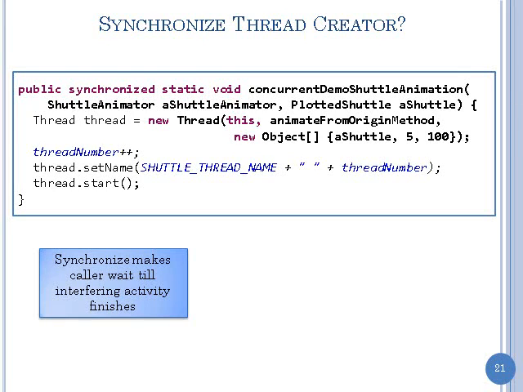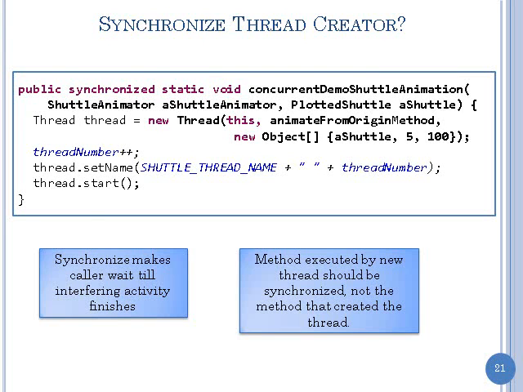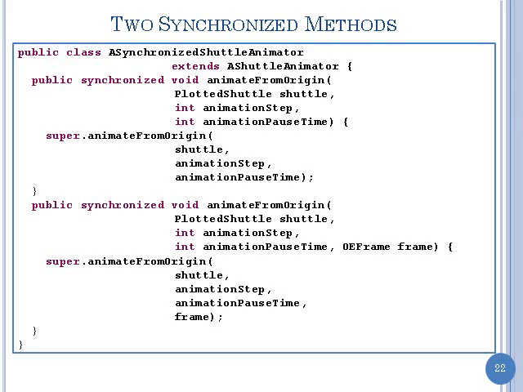Okay, let's make things even more fun now. What if I have two synchronized methods in my animator? And I actually do. One takes OE_frame as an argument and calls OE_frame.refresh. That is to allow anybody who doesn't know about property notifications to be able to use animation. One doesn't take OE_frame as an argument and just relies on the plotted shuttle announcing events. So what if I have two of these methods? Based on what we've learned, can we have a shaking shuttle?